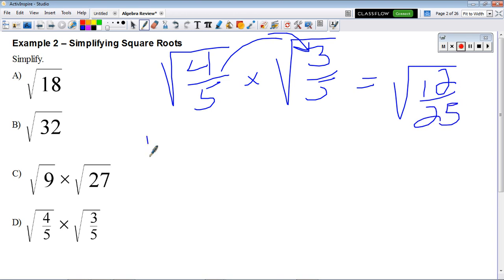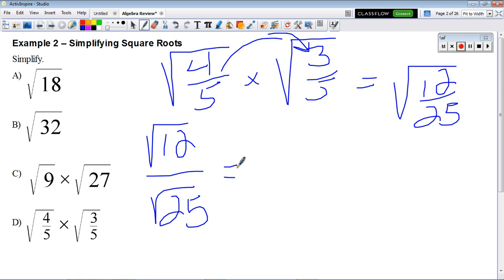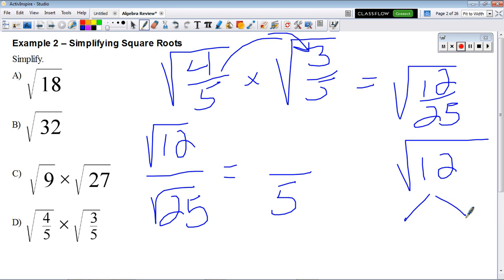So if I break that apart to be the square root of 12 over the square root of 25, well, you can see here with the denominator, the square root of 25 ends up being 5, so that just stays like that there. However, the square root of 12, and I'm going to do this off to the side here, can be simplified. I can break this up to be the square root of 4 times the square root of 3.